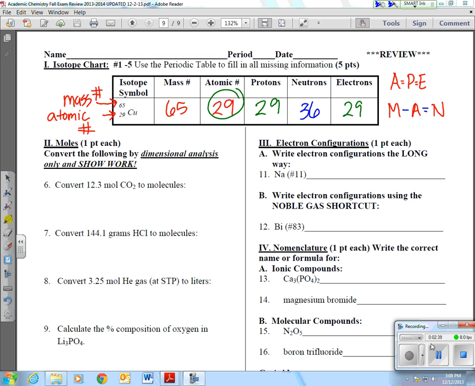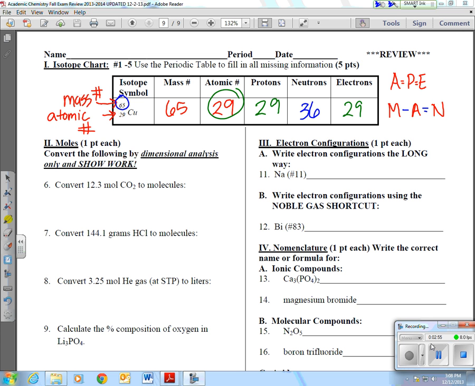Okay. Another important point to make here is that mass number is different from what's on your periodic table. Your periodic table has average atomic mass, which is the average of all the different isotopes. Okay, and we'll work one of those problems later.